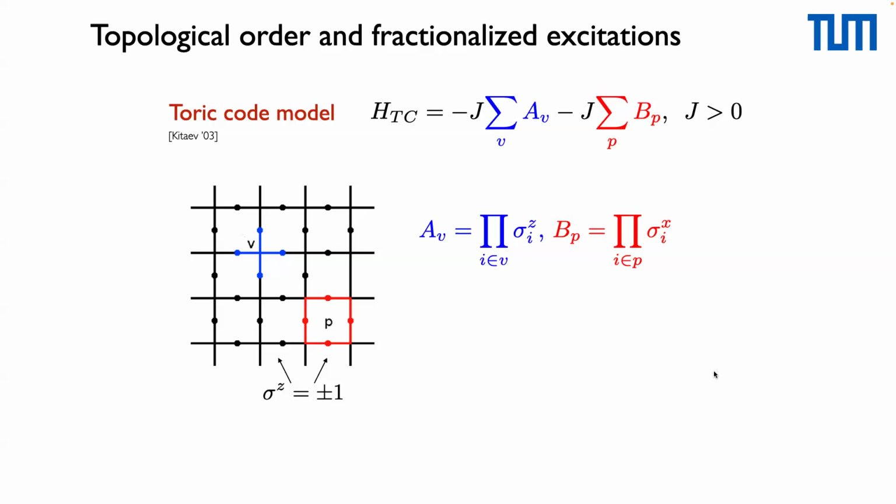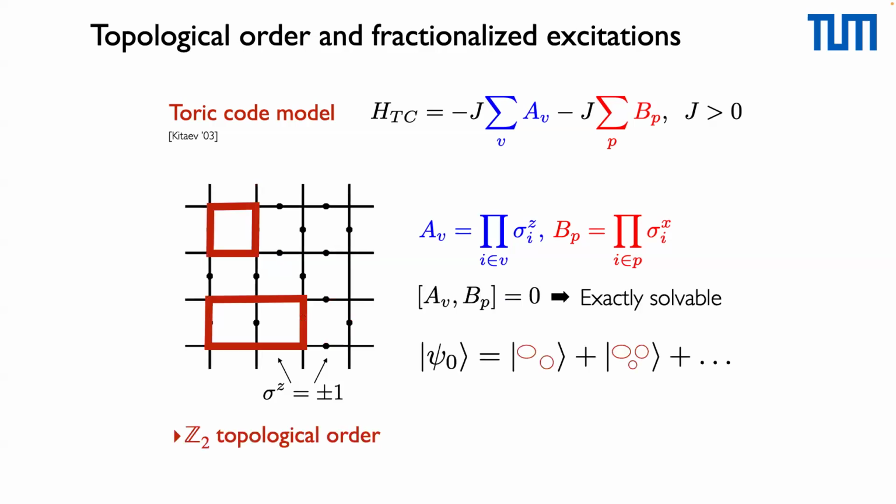And for the interaction in the Hamiltonian, we have a vertex term, which is the product over all sigma z's around a given vertex. And we have the plaquette term, which is the product of sigma x's around a given plaquette as shown here. Now, again, I assume that this model is known to most of you. There's a nice property that all terms in the Hamiltonian commute. So we can diagonalize it by diagonalizing these terms individually.